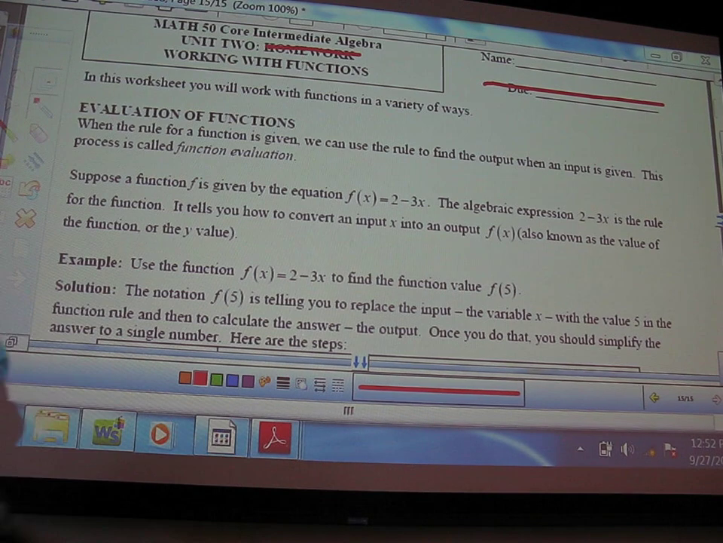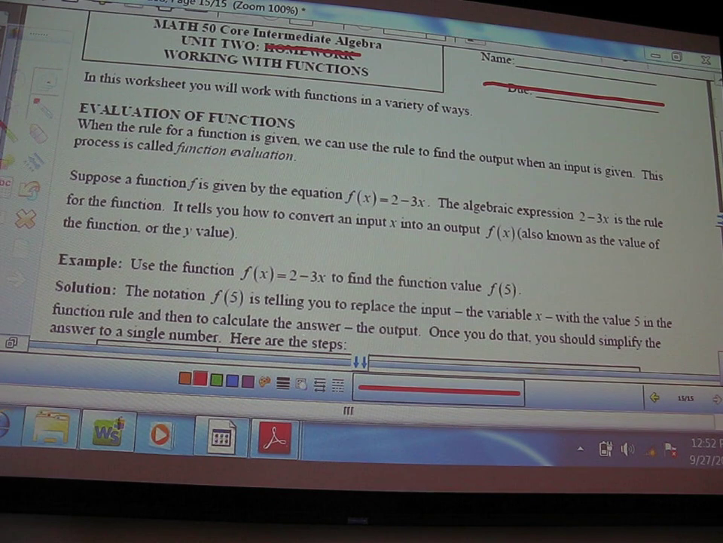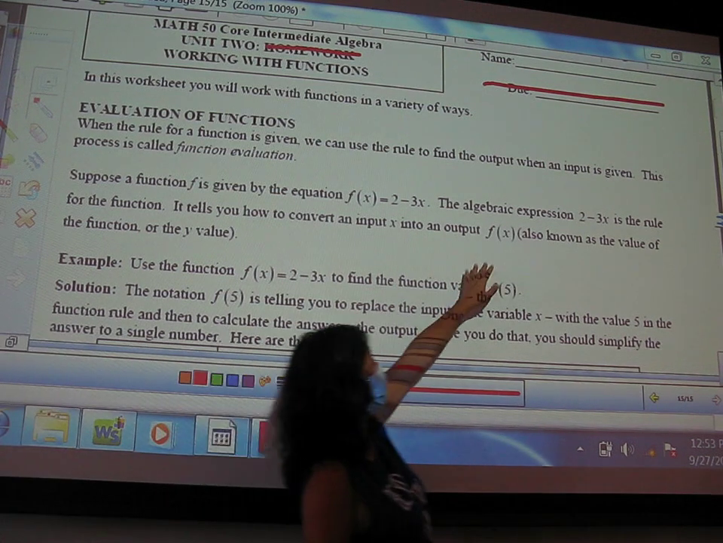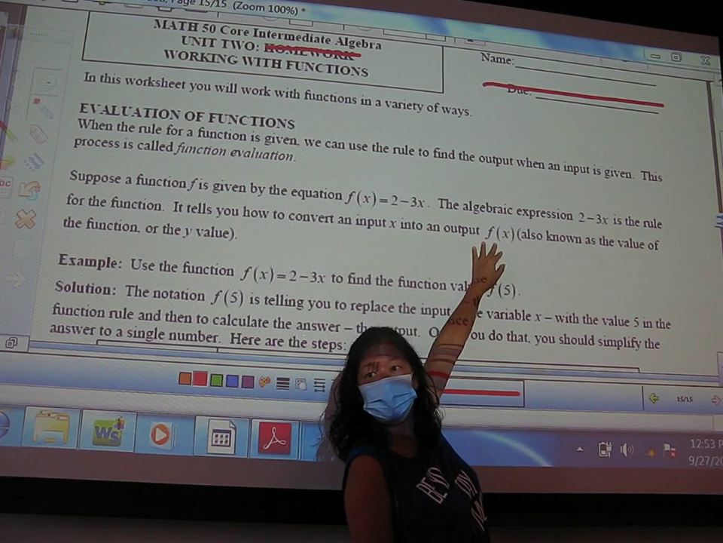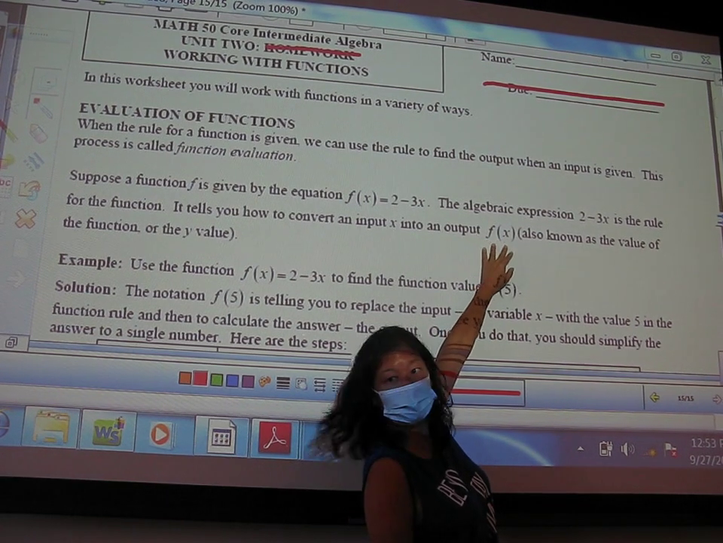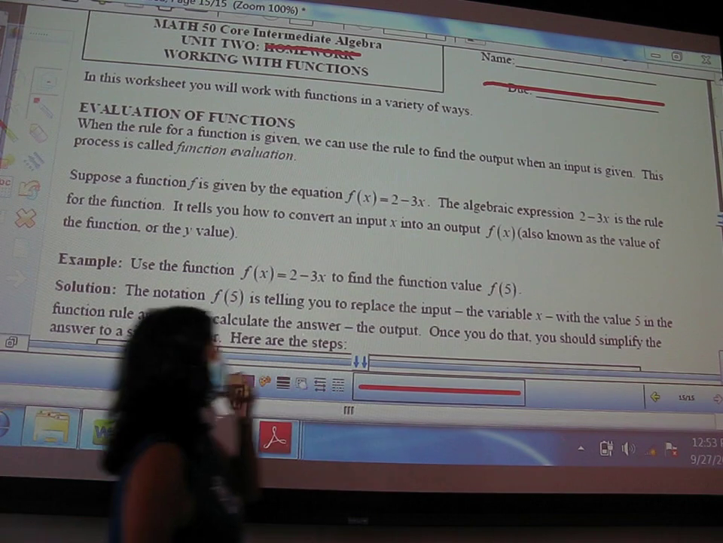Equals 2 minus 3x. The algebraic expression 2 minus 3x is the rule for the function. It tells you how to convert an input x into an output f of x, also known as the value of the function or the y value. Perfect, thank you. So remember, my output is f of x, also known as y. f of x is y. Is everyone on board? Great.